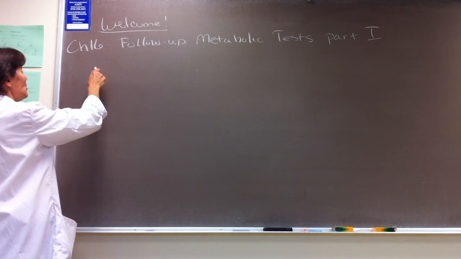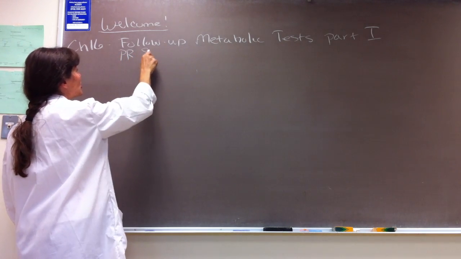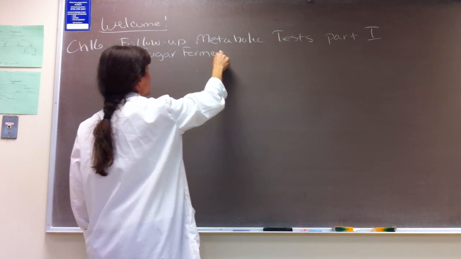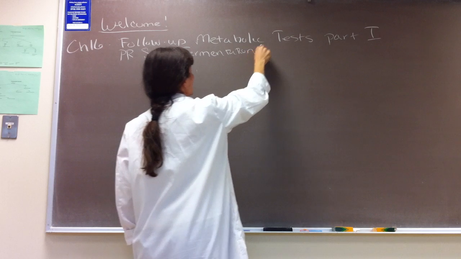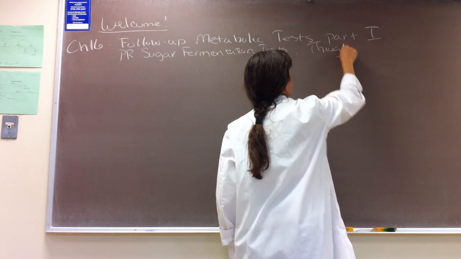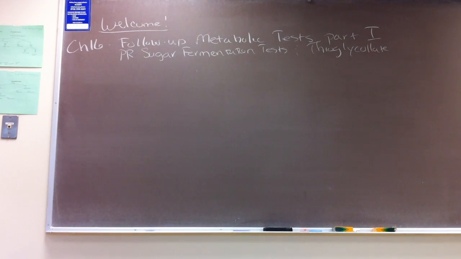So you all will recall that we did the phenol red sugar fermentation tests, and the thioglycollate test for anaerobic growth. So what I'm going to do is put up the table that we followed for your inoculations on Tuesday, and we'll very quickly review how you're going to read those tests. And then we'll have you pull your tubes.